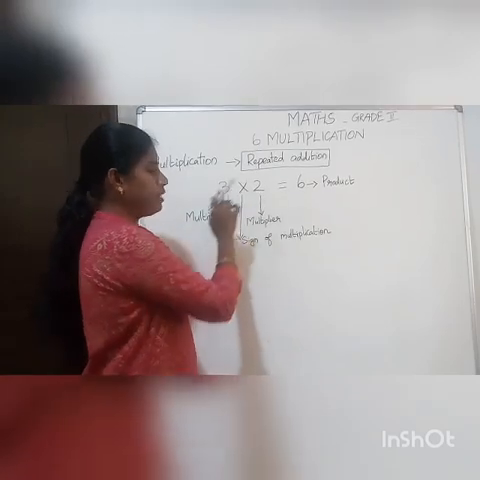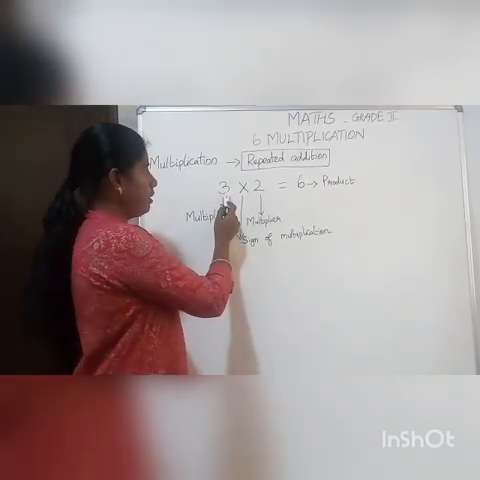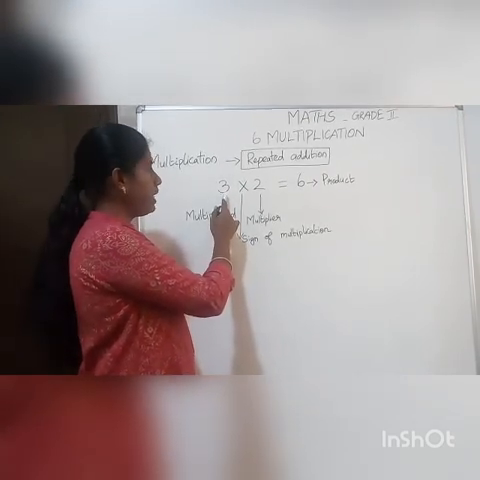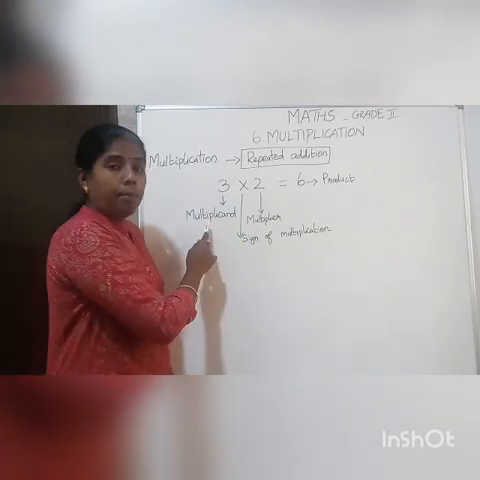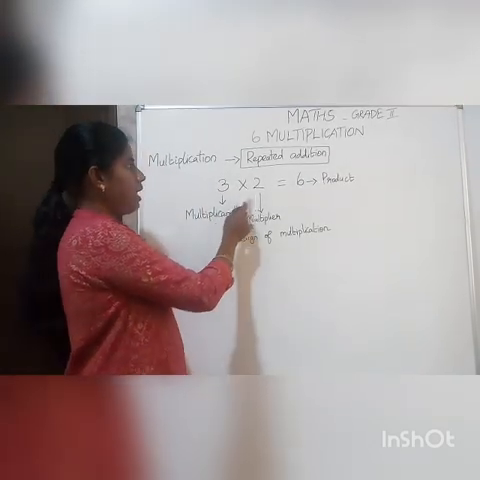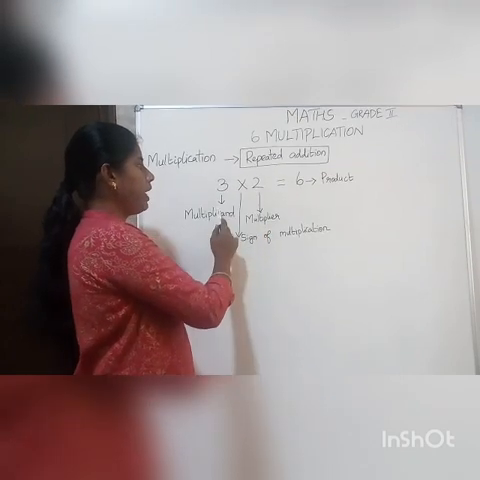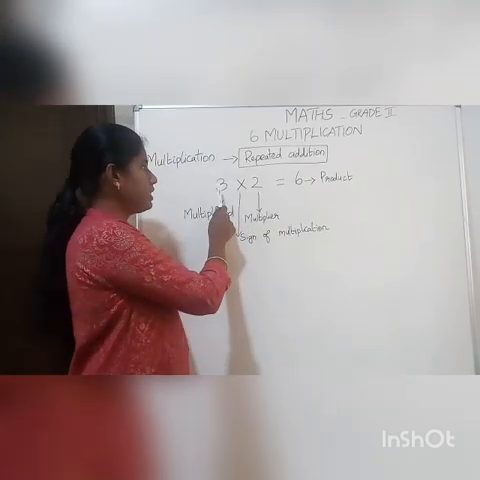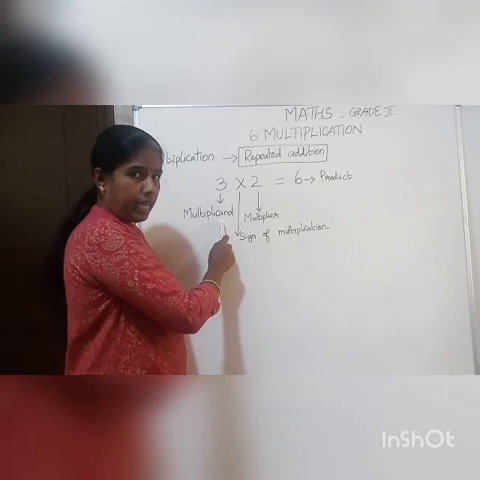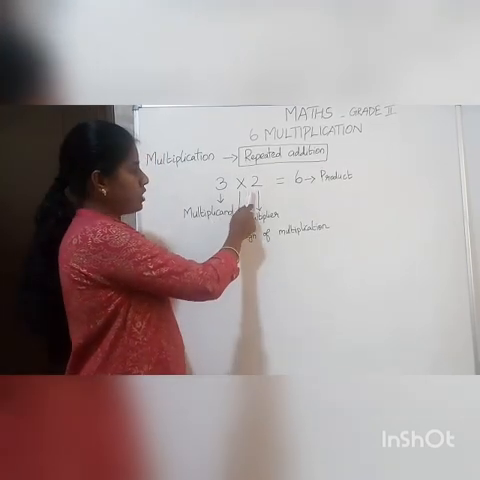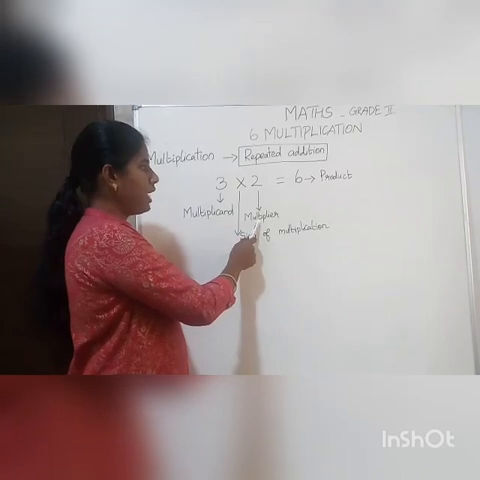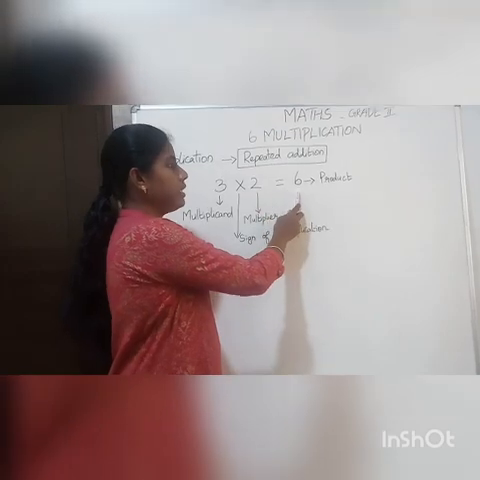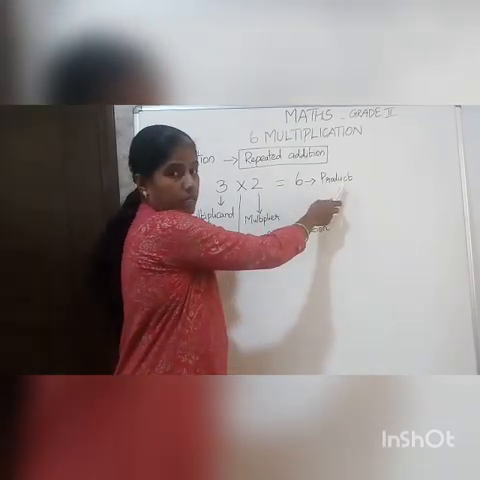There are different terms for all these numbers. The first number, the number which is being multiplied, is called the multiplicand. The number with which this multiplicand is multiplied is called the multiplier. And after multiplying, the answer that we get is called the product.